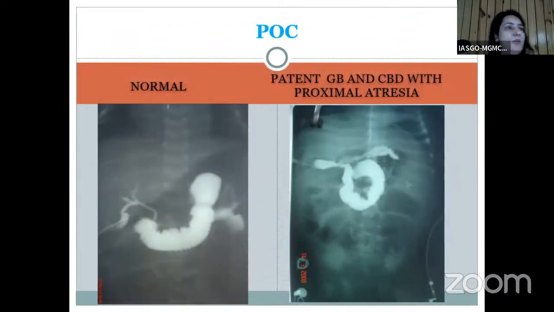So these are the intraoperative cholangiogram pictures. In the first picture, you can see the intrahepatic biliary tree very clearly, the extrahepatic, and the contrast going into the duodenum. Whereas in the second picture, you see the contrast is going into the duodenum, but you cannot visualize the intrahepatic duct. So that is the type 2 biliary atresia.